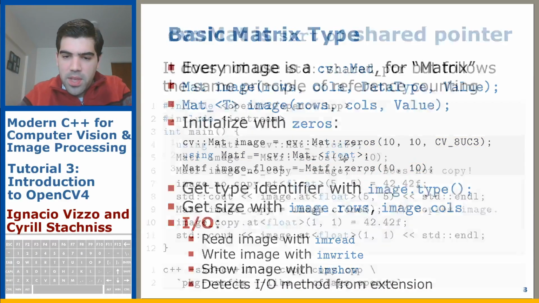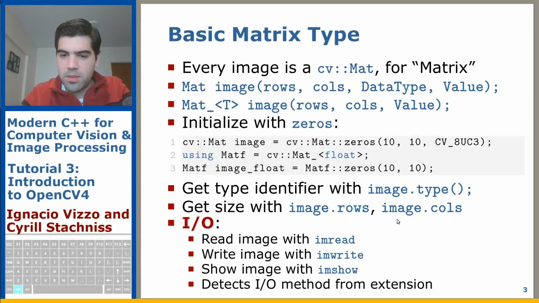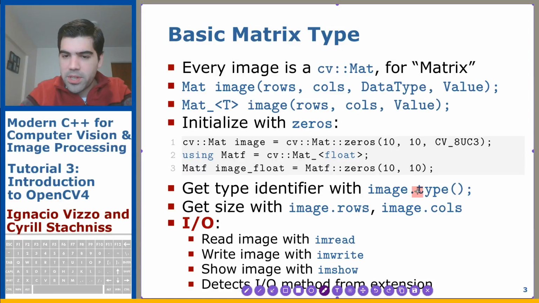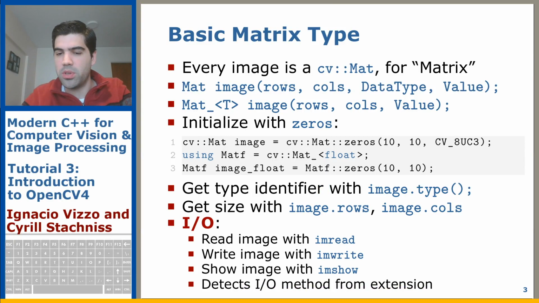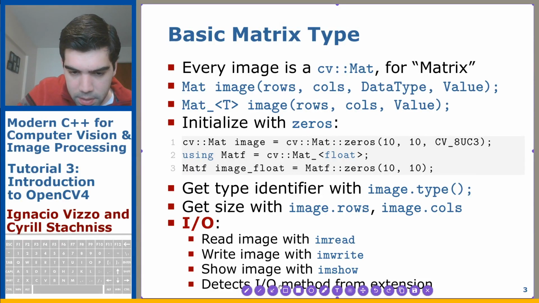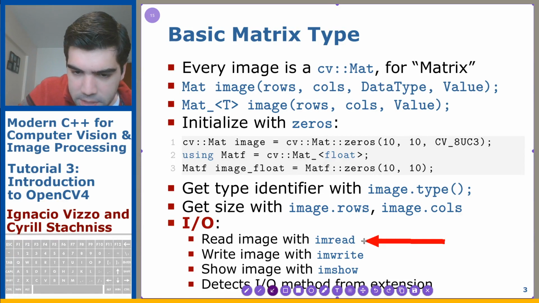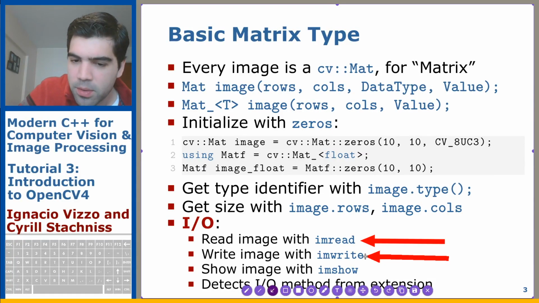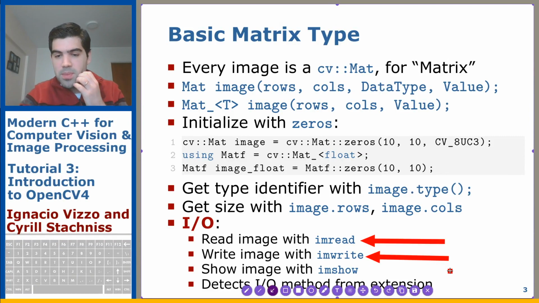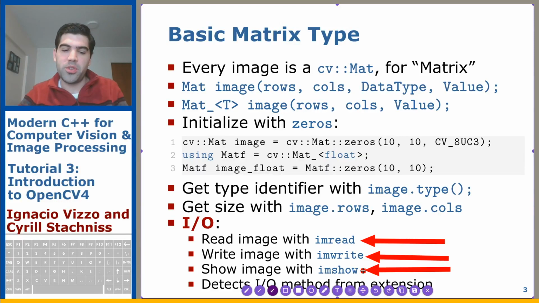If you want to get the type of the image, you can use this member function that is called type. Also, you can get the size with rows and columns, and there are many other methods for the class. And then from an input-output perspective, you will be using 3 methods. There is imread, that is to read an image from the file system. And then you have imwrite, that again will write an image to the file system, and imshow is going to be a function to show you an image on the screen.